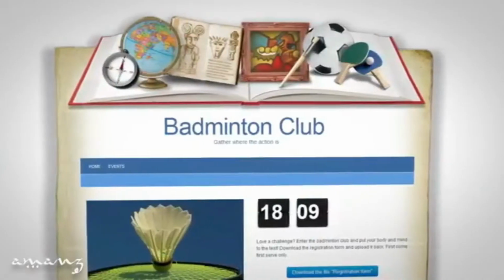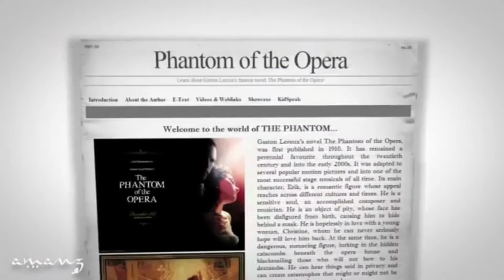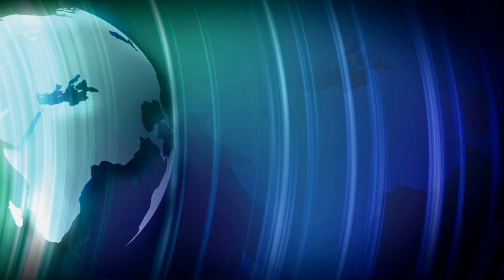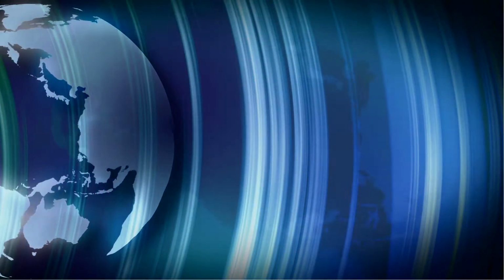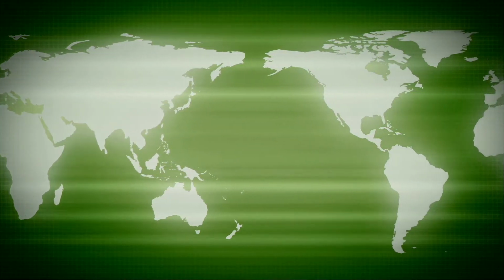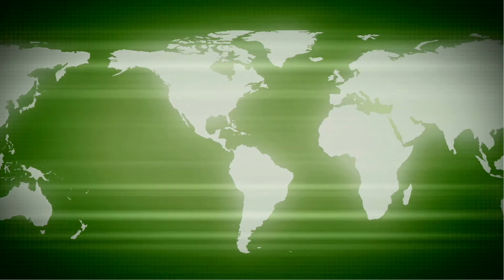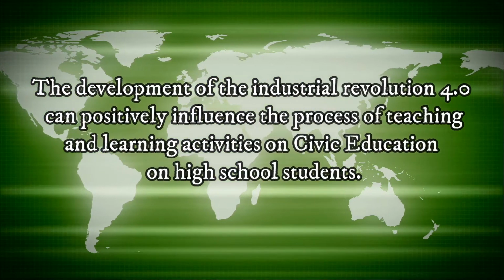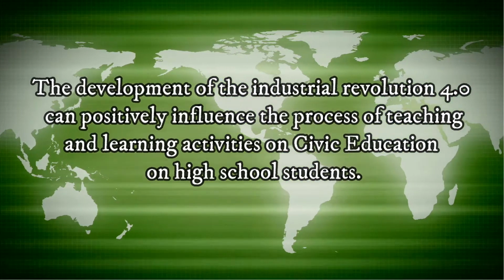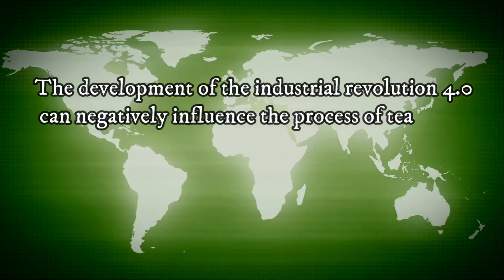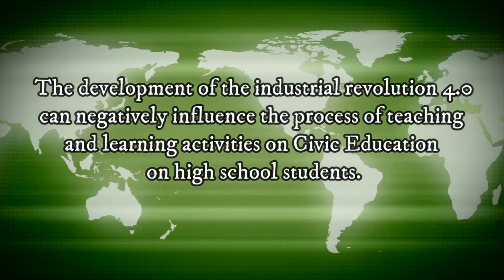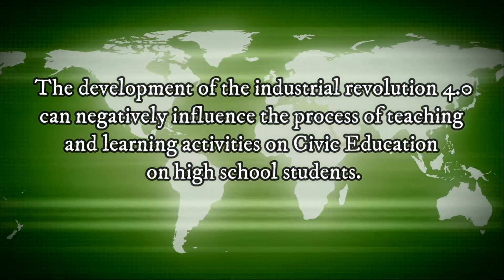Based on the description above, the process of teaching and learning activities on civic education in the classroom or through assignments will inevitably be affected by the Industrial Revolution 4.0. 3. Identification of problem. Based on the background that has been analyzed, then identify the problem as follows. 1. The development of the Industrial Revolution 4.0 can positively influence the process of teaching and learning activities on civic education on high school students. 2. The development of the Industrial Revolution 4.0 can negatively influence the process of teaching and learning activities on civic education on high school students.